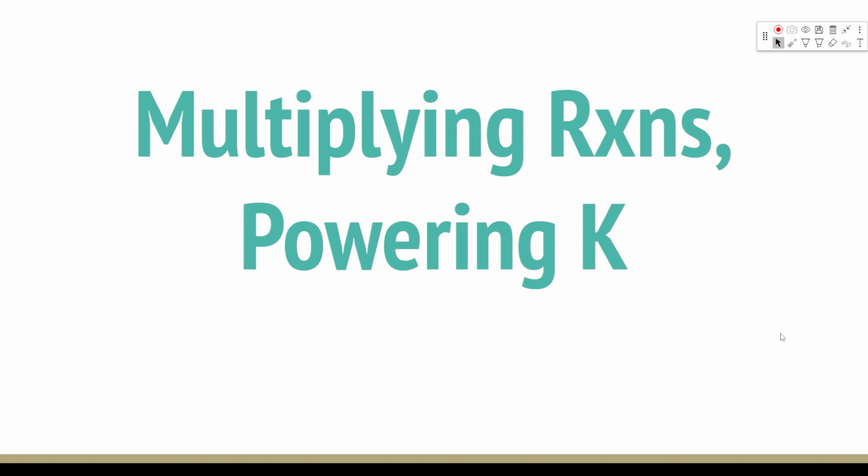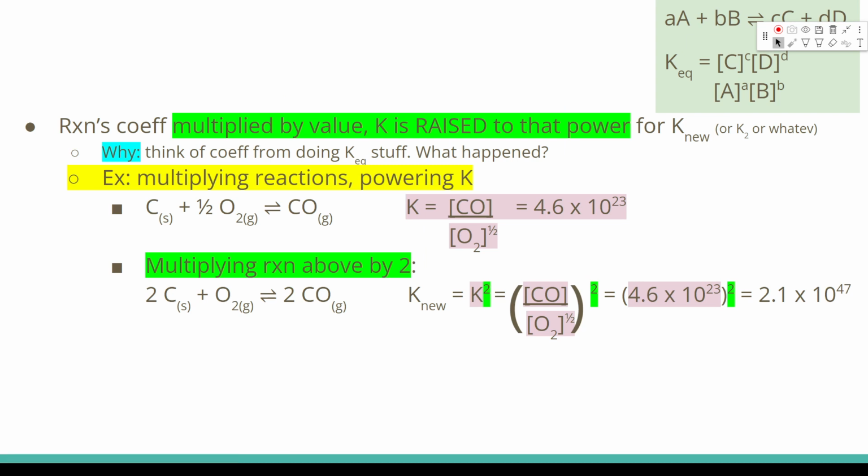So, if we're multiplying reactions, we're going to raise that K value to a power. What do I mean by that? If I multiply a reaction, I'm going to raise the K to that power, whatever I multiplied by. I'm going to call it K nu. You can call it K2 or whatever you want. Before the example, if we think about the coefficient and what I'm doing in the Keq part, you're essentially making these exponents higher, the superscripts for the K value. That's why we're raising to the power of whatever you're doing to the reaction.